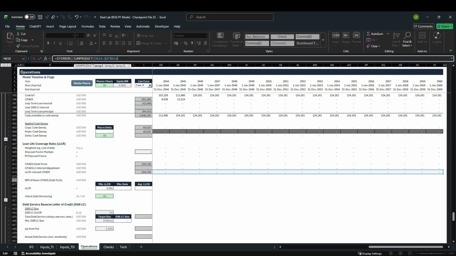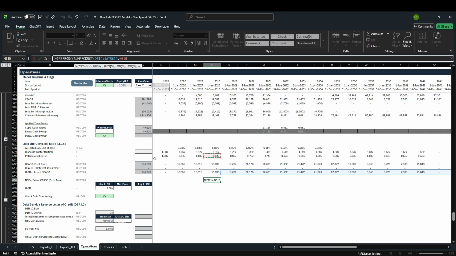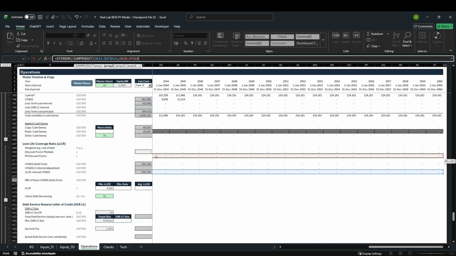And these are our CFADS, and we'll want to multiply our CFADS in the respective period with our PV discount factor. This is why we use a sum product function. So we take the same length for our PV discount factor, mark all of these cells here, and again we only fully anchor the second reference point, hit F4 once after clicking into AT610.